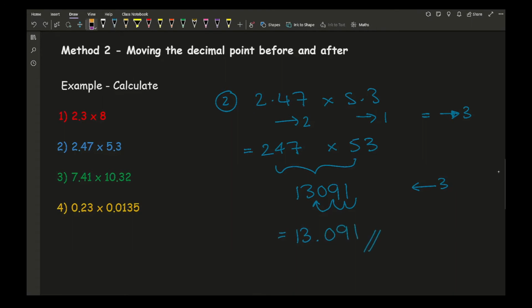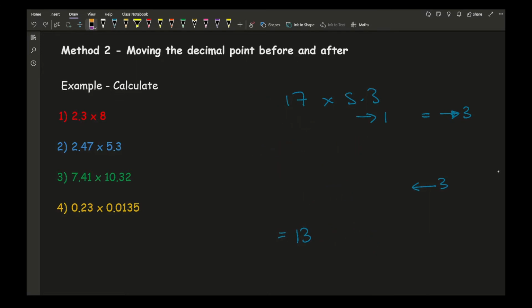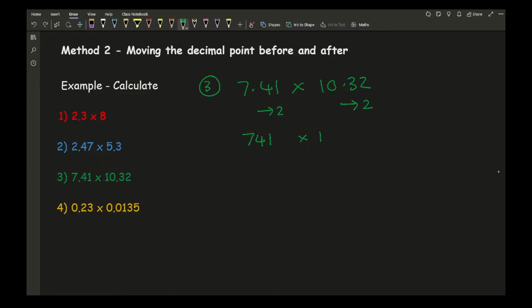And then looking at question 3, sorry. Not good for messing up your counting on a maths video. So apologies. So for question 3, I've got 7.41 times 10.32. So again, I'm moving it 2 places in this number to get 471, and I'm moving it 2 places in this number to get 1032, giving me a total of 4 places.